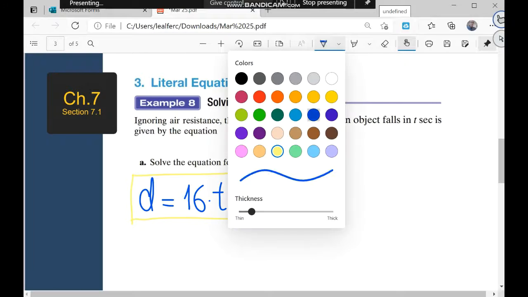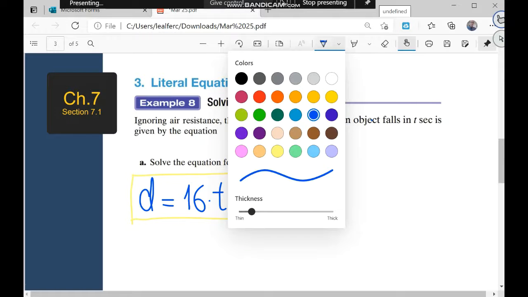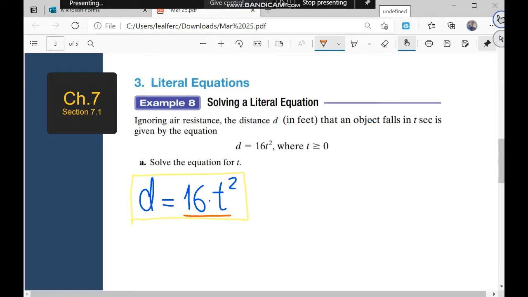Okay? So let's try to work this out. First thing, we have to isolate the variable t on one side of the equation. Move everything else that's not t, the numbers, the coefficients, everything away from the variable t. So let's remove this 16 by dividing both sides of the equation by 16, so we can simplify the 16 on the right hand side of the equation.